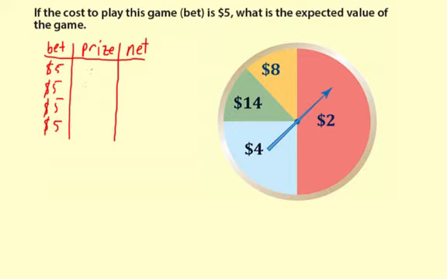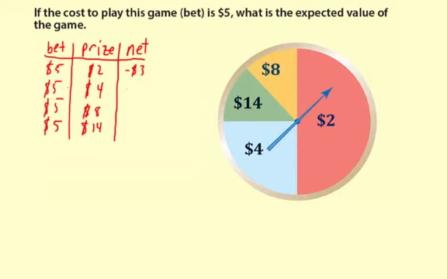Okay, now the prize, you could have a $2 prize. You could have $4 prize, $8 prize, $14 prize. Now the net is the difference between the prize and the bet. So in other words, this first one, if you bet $5 and you get $2 back, your net is negative $3.